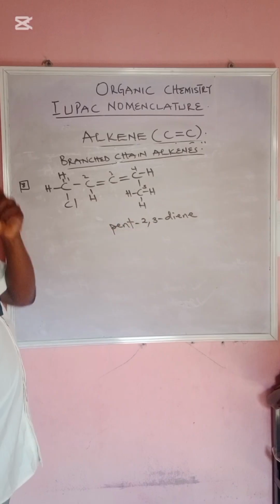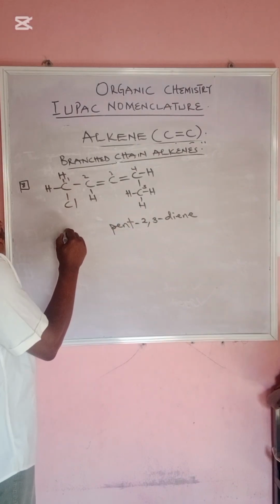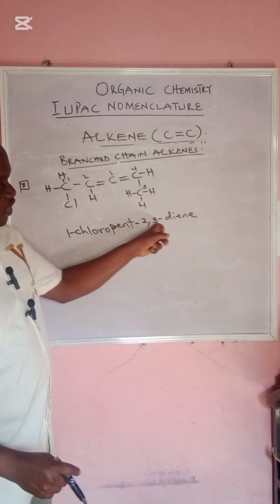So the chlorine is attached to carbon 1. So it will be 1 chloro pent 2, 3 dimethyl. 1 chloro pent 2, 3 dimethyl.